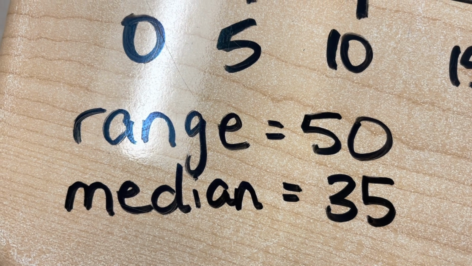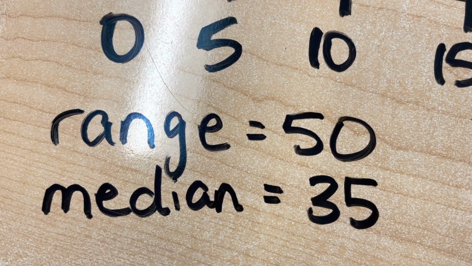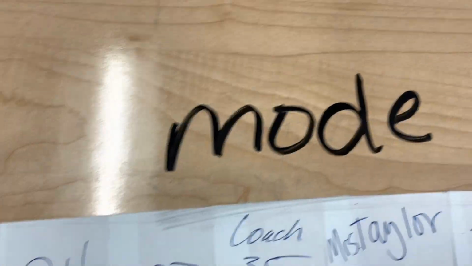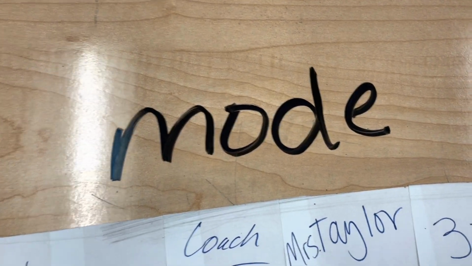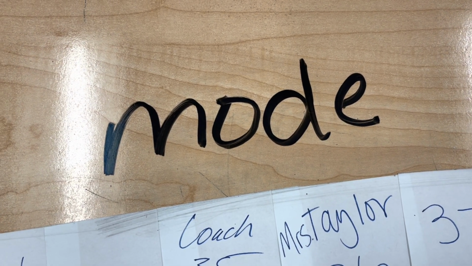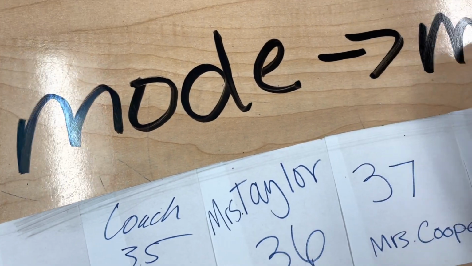So now that we found our range and our median, we are going to be looking for another number in our set of data. And that number is called the mode, okay? The mode of any set of numbers is the number that occurs most often.